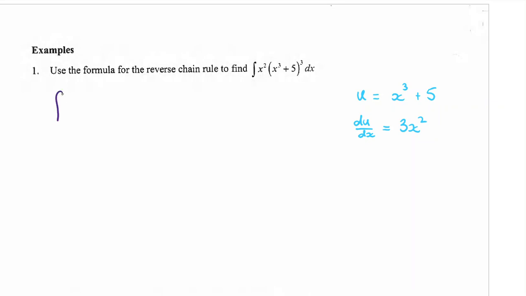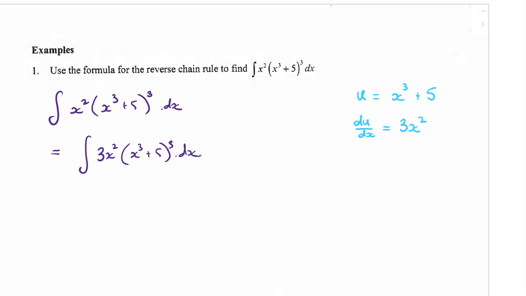So here is my original question. I'm integrating x squared times (x cubed plus 5) cubed dx. I need it to be, this is what I need, 3x squared times (x cubed plus 5) to the power of 3 dx. I need that derivative to be in front of my bracket for me to use my reverse chain rule. Okay? But I can't just randomly chuck a 3 into my integral sign. If I put an extra multiple of some number in there, I have to compensate for that. Anyone want to think how I would compensate for that? Put what on the other side?